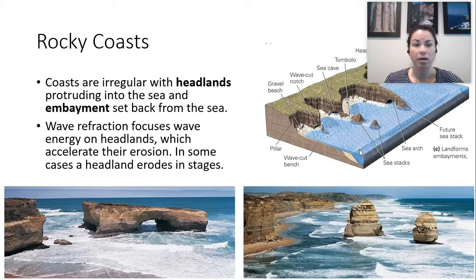So coasts are irregular with headlands protruding into the sea, and embayments can be set back from the sea. So these are just more vocabulary words when we talk about different types of coastlines. We have wave refraction that focuses wave energy on the headlands, which accelerates their erosion. So in some cases of headland, it erodes in stages.